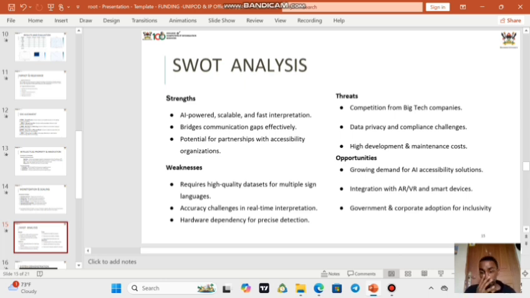Opportunities are many. We have a growing demand for AI accessibility solutions, integration with AR and VR smart devices, then the government and corporate adoption for inclusivity.